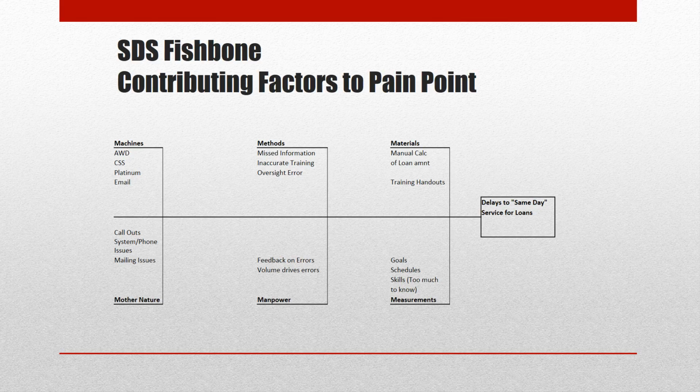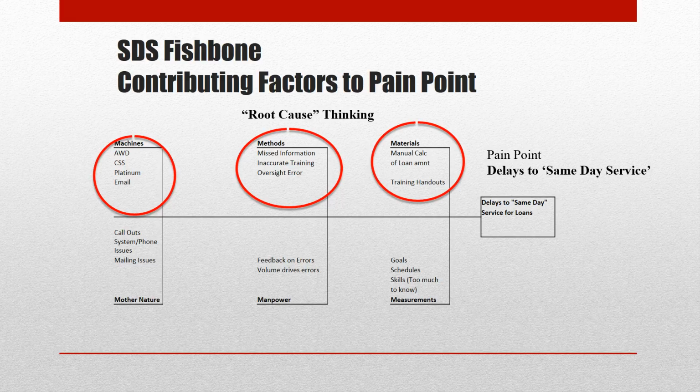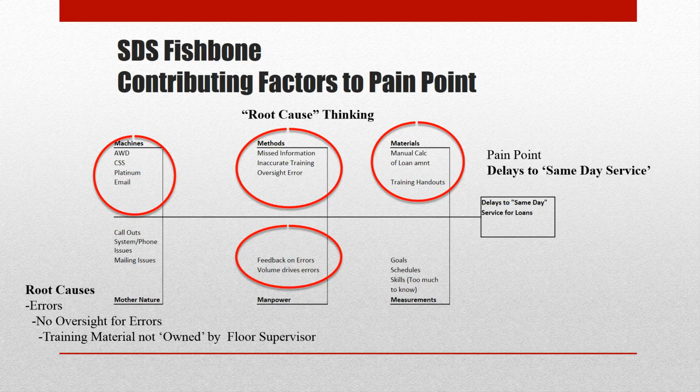One example of a fishbone that was used in Transamerica was dealing with a pain point regarding delays to same-day service. So the group got together, used these same categories to brainstorm on some of the root causes, and found a number of areas that related to training and no oversight for errors. And so using this tool really helped put a frame around the problem and get a good list of contributing factors towards delays to same-day service.